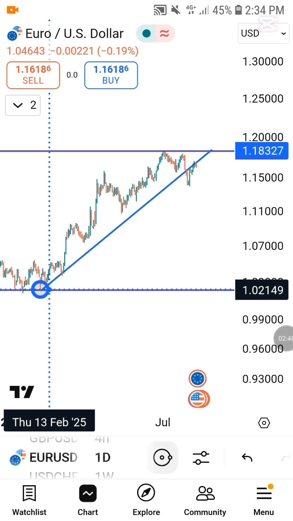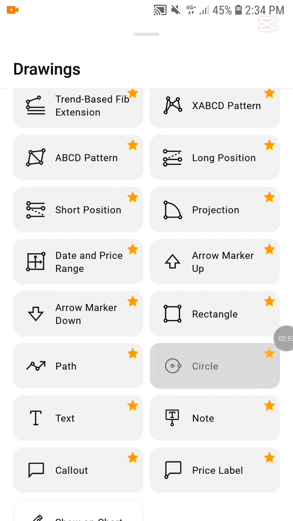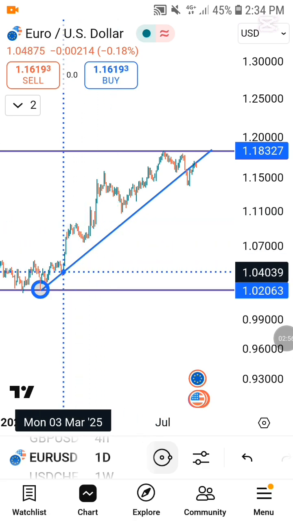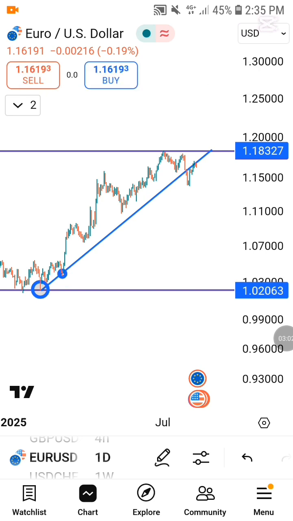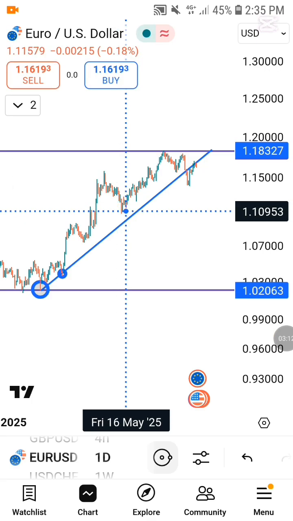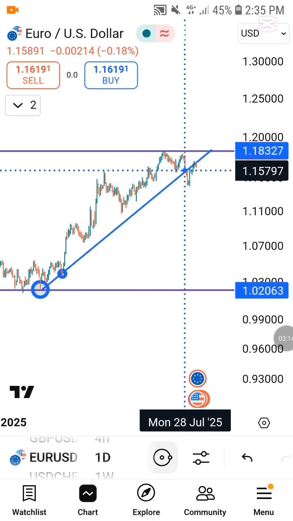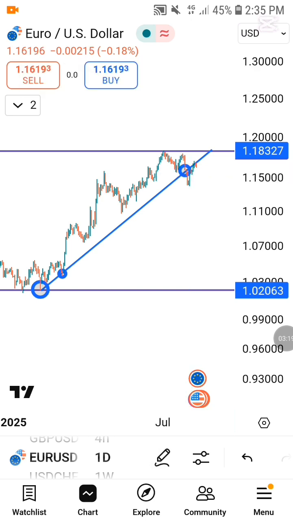We have the first point from the origin, and then we have the second touch here, the second to the origin. Can you get? And then we go again. We have the third touch, which is at the premium side here. We have the third touch here. Can you get? So now that shows that our trend line is valid.